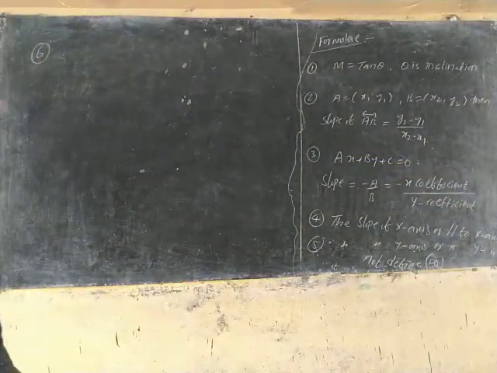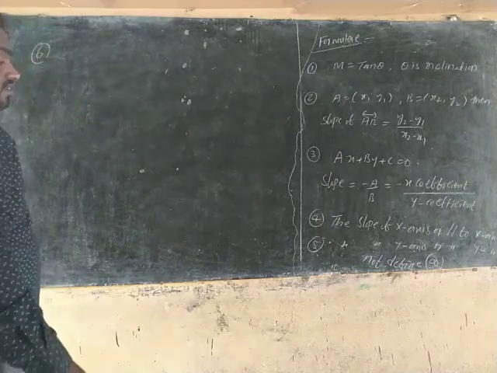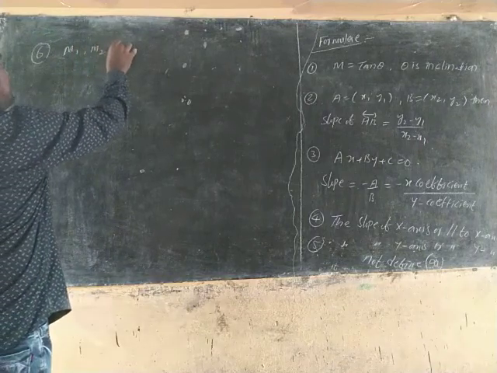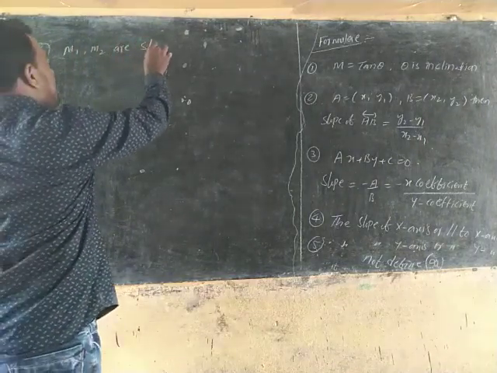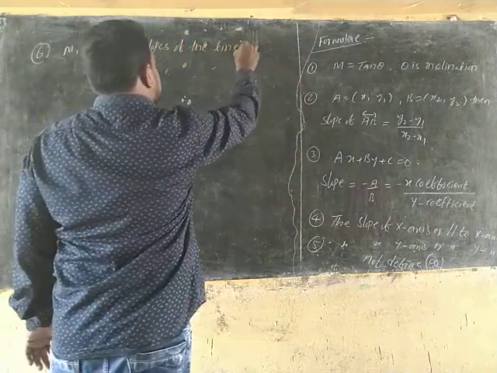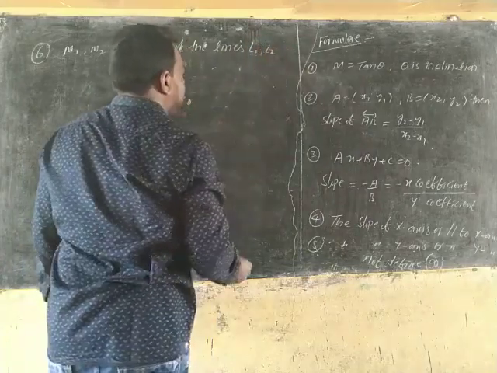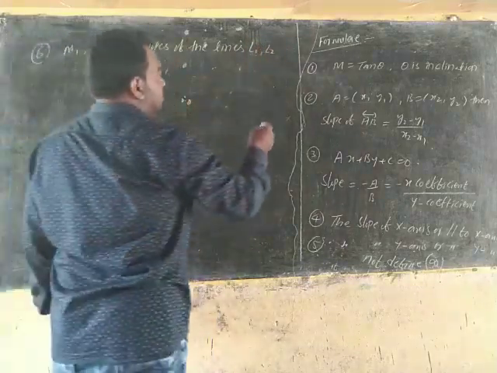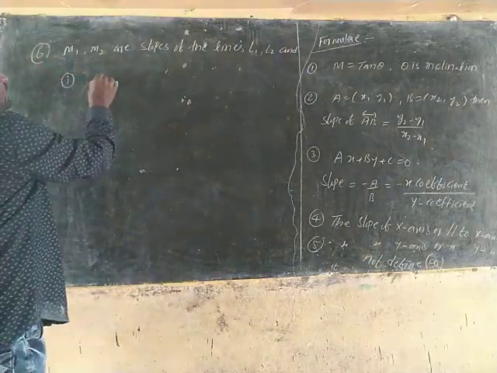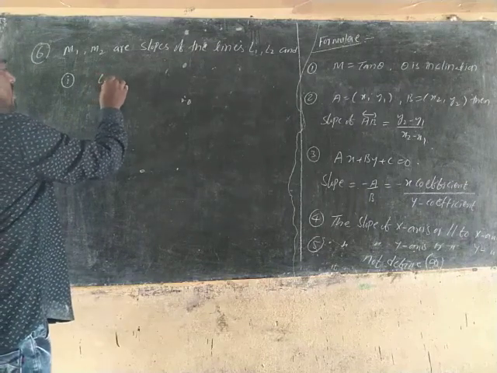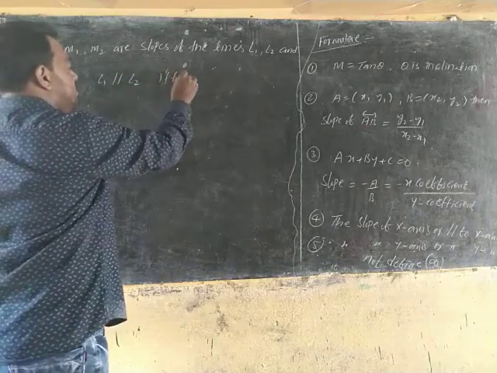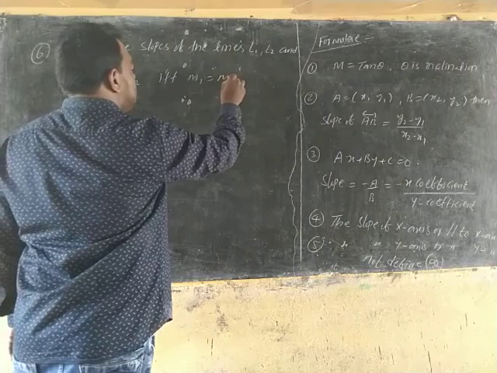Next, the sixth one. m1 comma m2 are the slopes of the lines L1 comma L2. In the first one, L1 and L2 are parallel. L1 is parallel to L2 if and only if m1 is equal to m2.